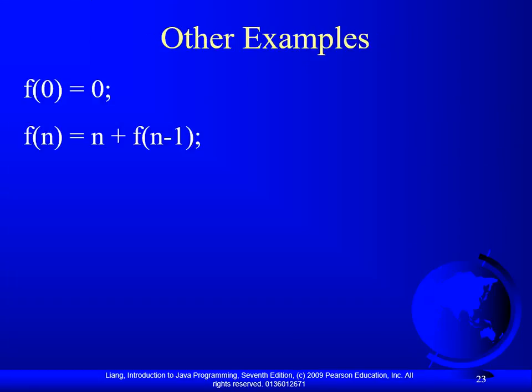Now, what is this? Anyone still remember this? Yes, it's Fibonacci. And here's the definition of the Fibonacci. When n is 0, the Fibonacci number returns 0. Otherwise, Fibonacci returns a value of n plus f(n minus 1).